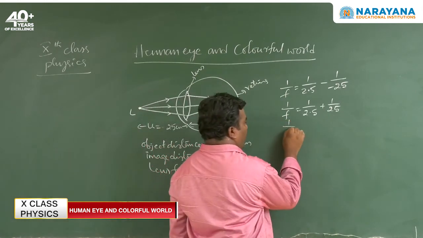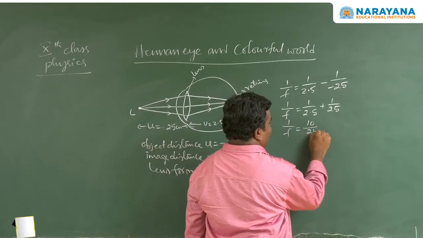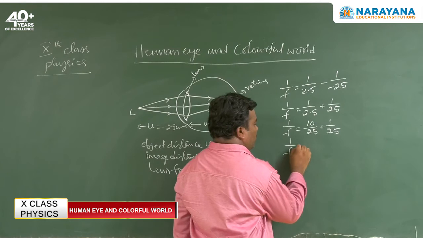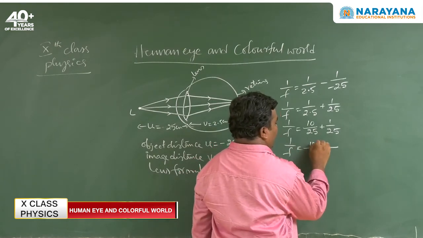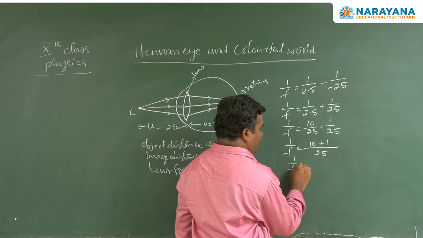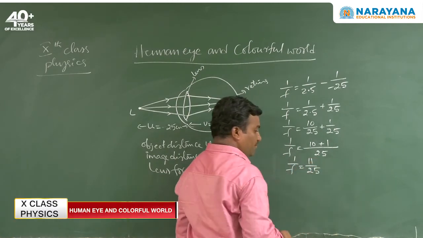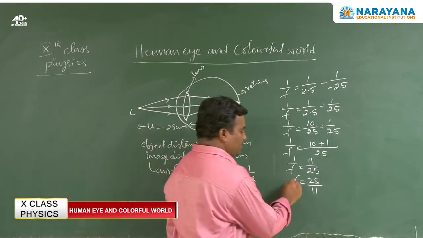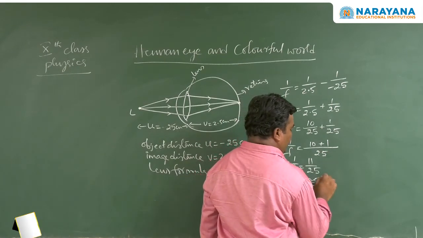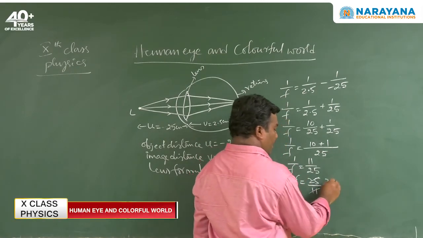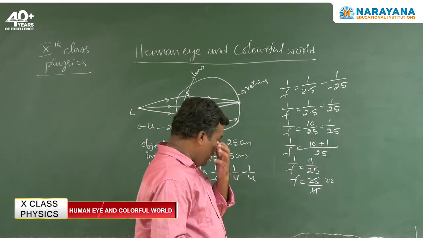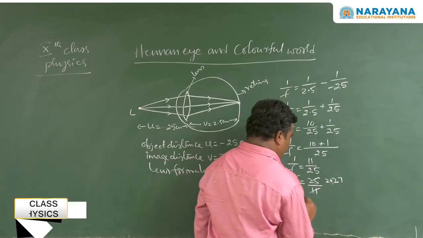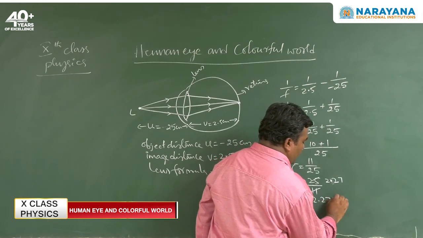Now I am writing here 1 by f is equal to 10 by 25 plus 1 by 25. 1 by f is equal to, taking the LCM 25, 10 plus 1. So 1 by f is equal to 11 by 25. f equal to 25 by 11. Calculating this, we get f equal to 2.27 centimeter.